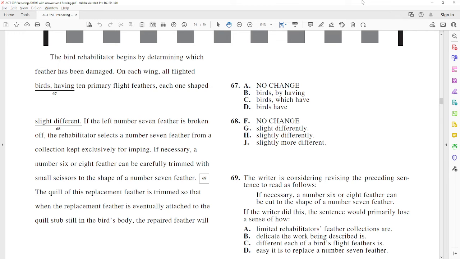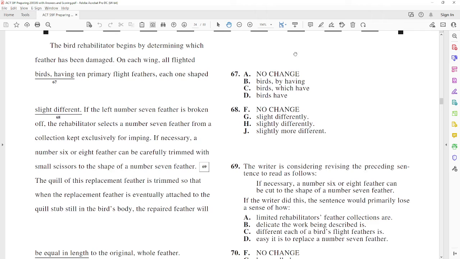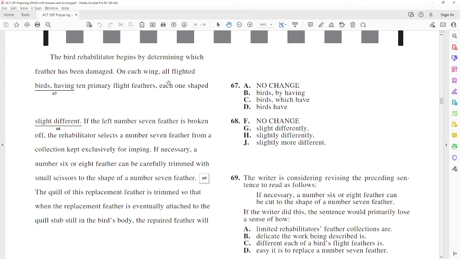All flighted birds have 10 primary feathers. We need a main verb there. 68. Now this is the other one in the same sentence. On each wing, all flighted birds have 10 primary flight feathers, each one shaped slight different. Okay, so the word slight is an adjective. It cannot modify another adjective, different. So we have to, or shaped how? Shaped slight? No, it has to be an adverb, slightly different. Each one shaped slightly differently, maybe would be it.